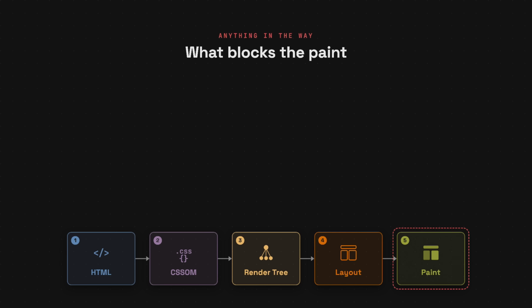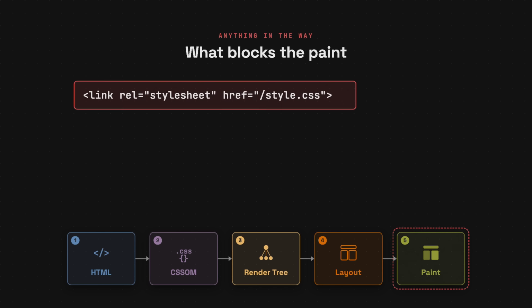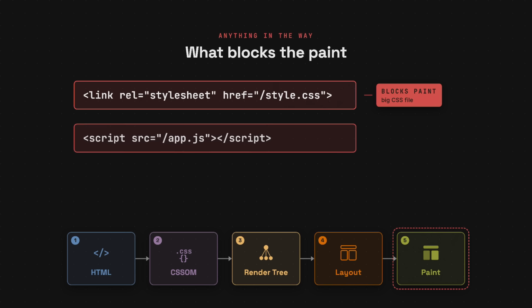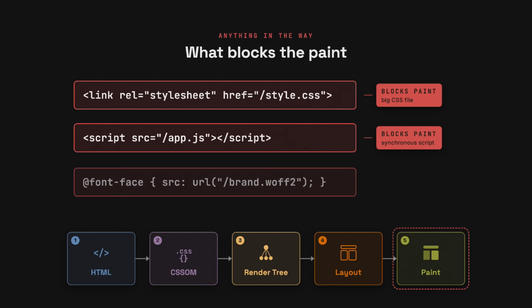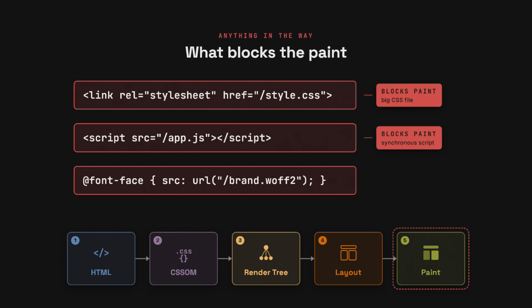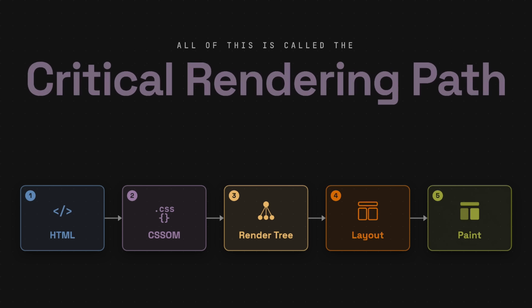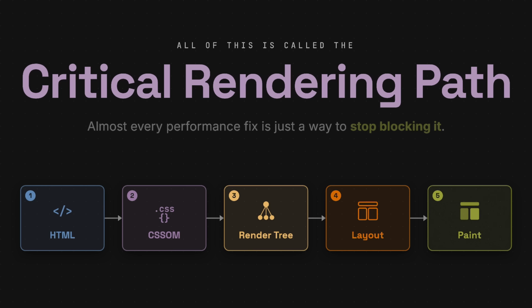Anything that interrupts these steps delays the page. A big CSS file blocks. A regular script tag blocks. A web font with the wrong setting can hold up your text. All this is called the critical rendering path, and almost every performance fix is just a way to stop blocking it.